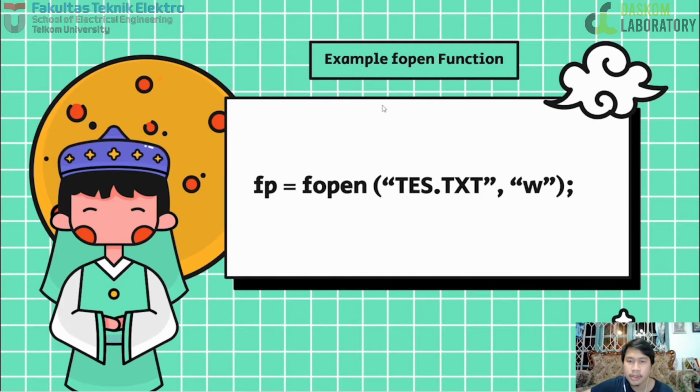And this is an example of the fopen function. This is fp, FILE, fopen for open, and text.txt. This is the file name, and W. This is the mode.